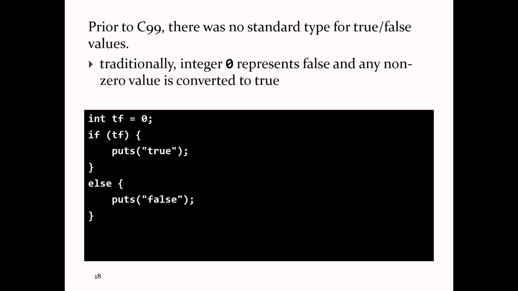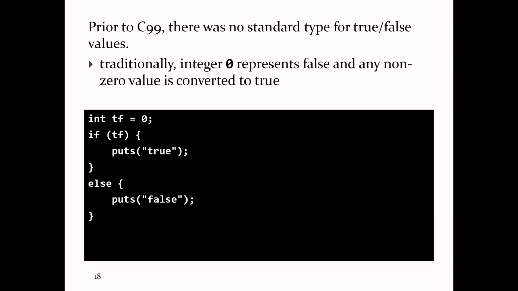True, false. In C, there's no logical type. So there's no type to represent true and false. That's C99, and probably the way you were taught as well. If you wanted something to indicate true or false, you would use int, probably 0 for false. You're probably told to use 1 for true, but any non-zero value is interpreted as true in C. Here TF is short for true false. It's just a variable that indicates whether something is true or false.